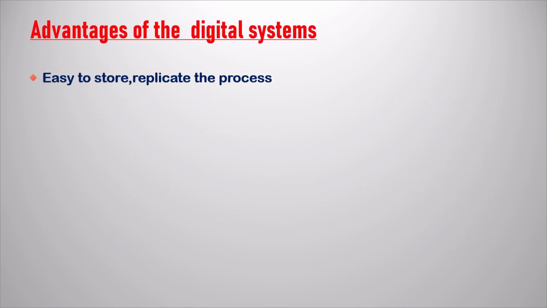Let's see the advantages of digital systems over analog systems. The first advantage is that it is easy to store and replicate the process. If you are performing some operations on zeros and ones, you know the sequence of zeros and ones, so it is very easy to replicate the process. If you are doing addition, it is very easy to add two things because you already know the process. So it is replicable. It is easy to store also. We have many storage devices, 64 GB, 32 GB, so we can store very easily. It is one of the main applications of digital systems compared to analog systems.